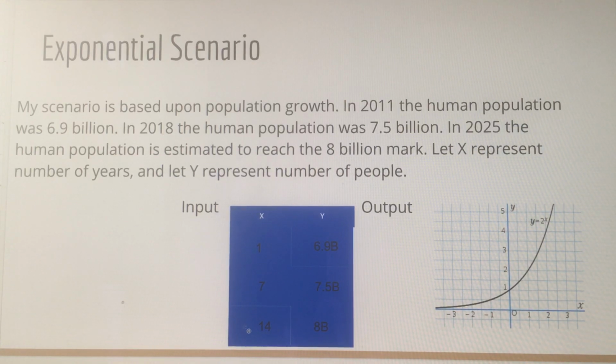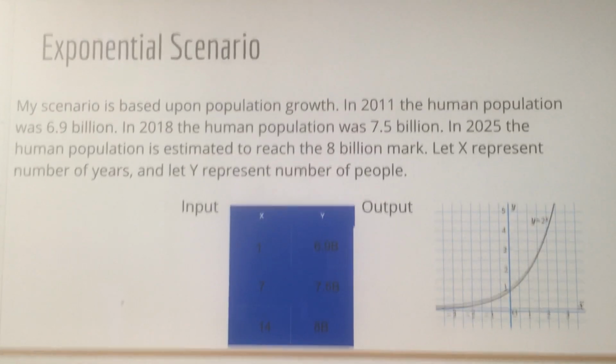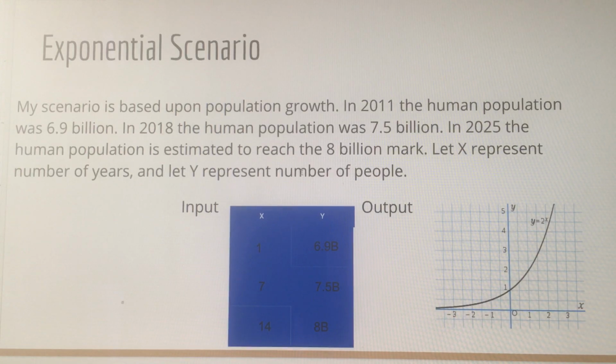Here we have our X and Y column. X is going to represent input, Y is going to represent output. We have a 7-year difference, so it goes from 1 to 7 to 14 in our X column, and the Y column is going to be a bit different. It goes from 6.9 billion to 7.5 billion to 8 billion.